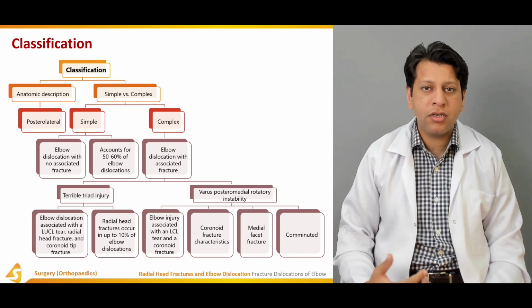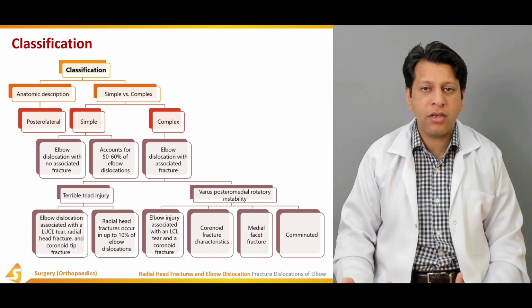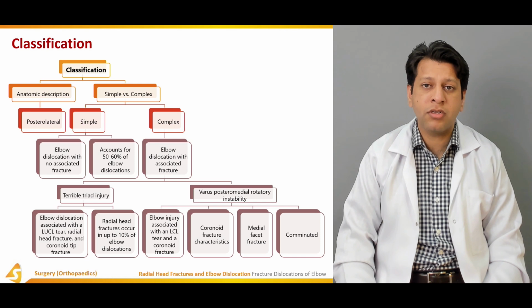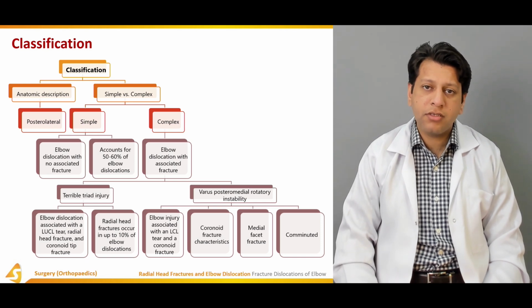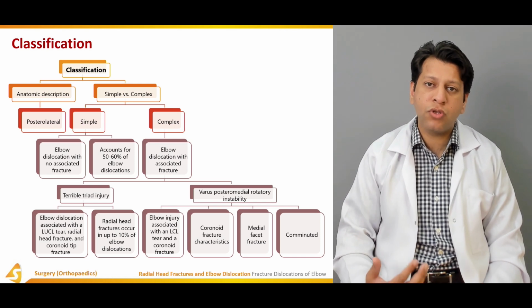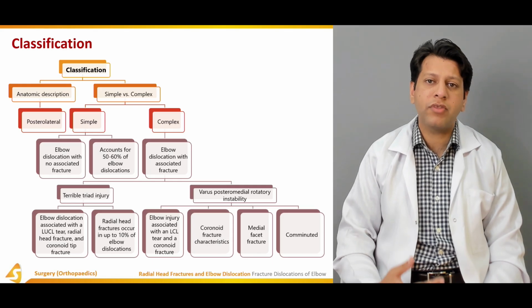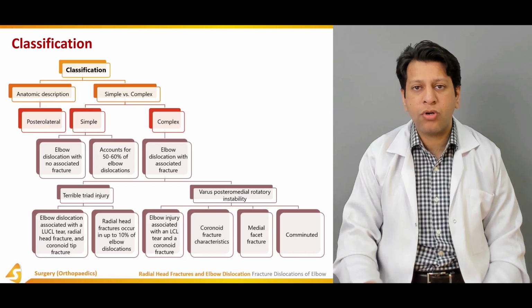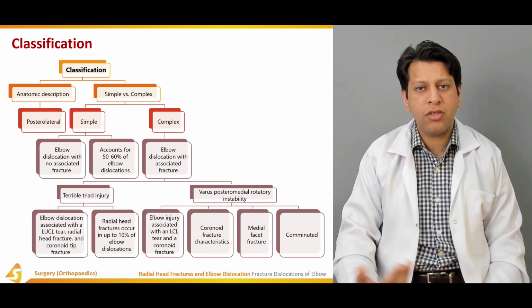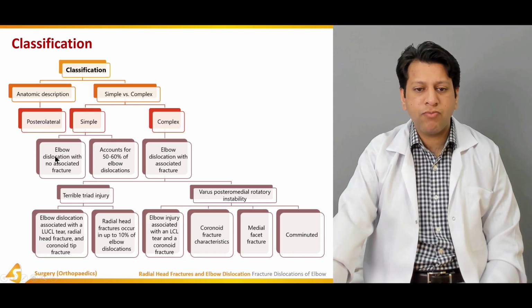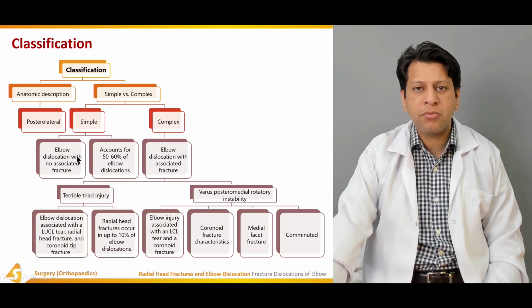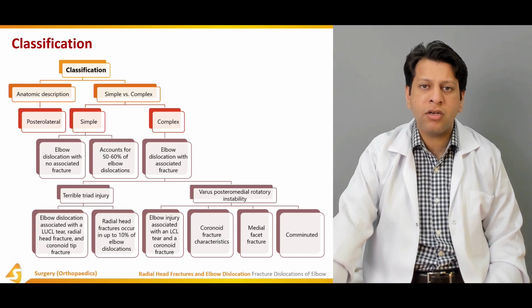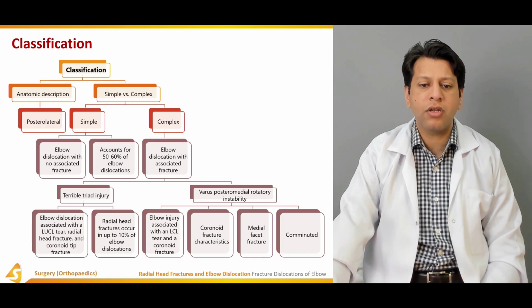Ligaments have ruptured, the elbow is dislocated, and you can appreciate the dislocation. But sometimes it is complex: when the elbow dislocates, it may be associated with other fractures as well. There could be fractures of the radial head, coronoid, olecranon, even the humerus. So it is complex when there is an associated fracture, and simple when there is only dislocation.